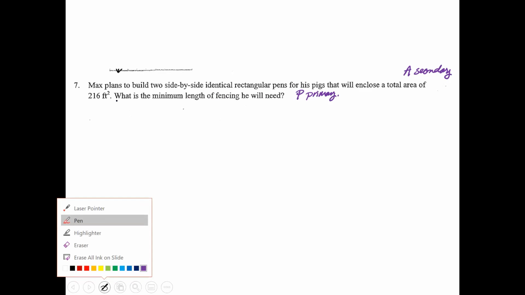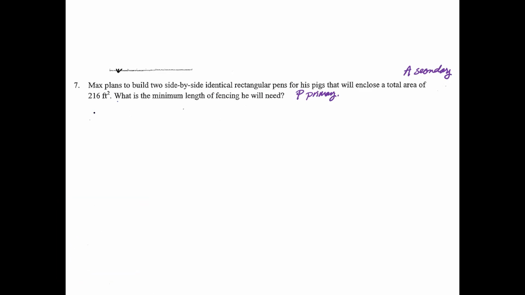Since it's talking about the minimum length of the fencing and it's given to you area, so area is going to be the secondary equation. Minimum length of fencing means its perimeter, so that's going to be your primary equation. So you just want to make sure you label that so you have a good understanding. So let's take a look. So let's draw the fence first.